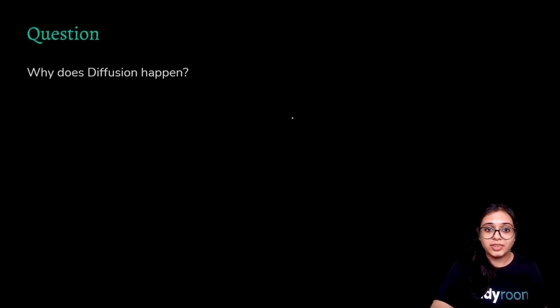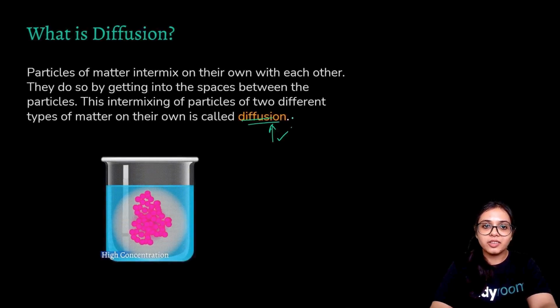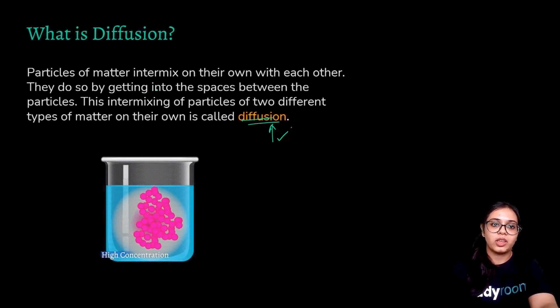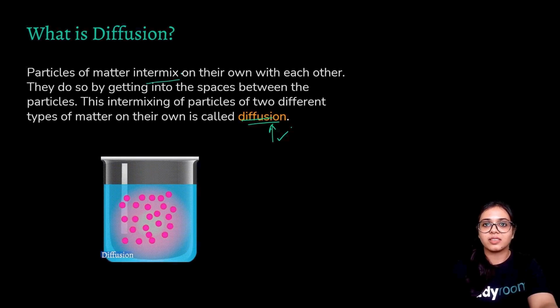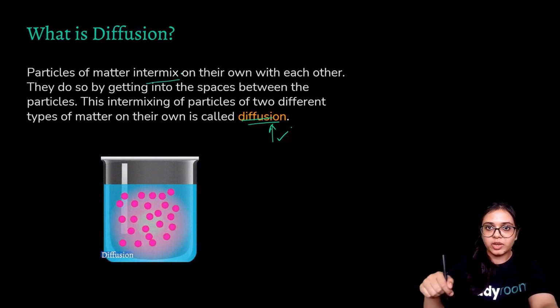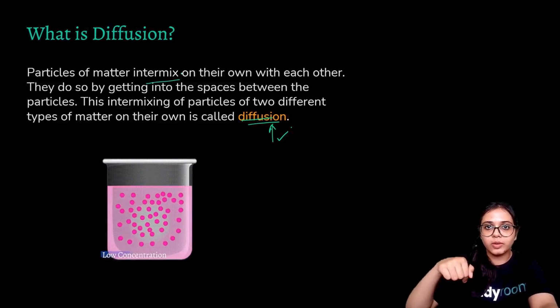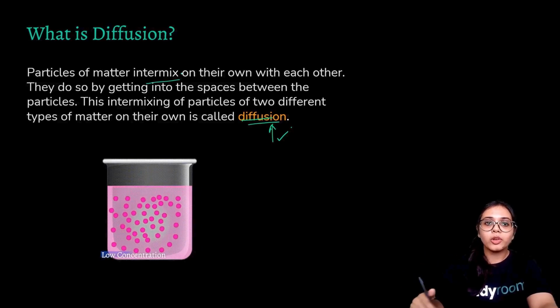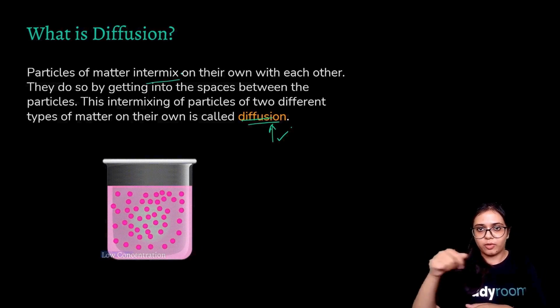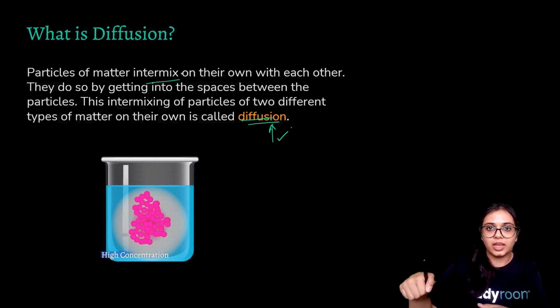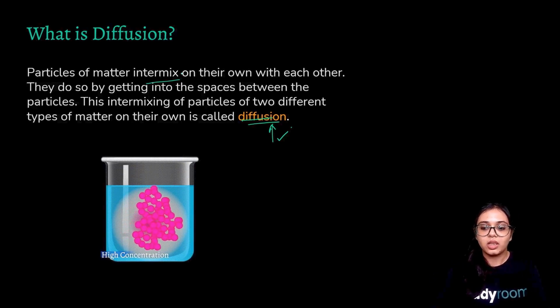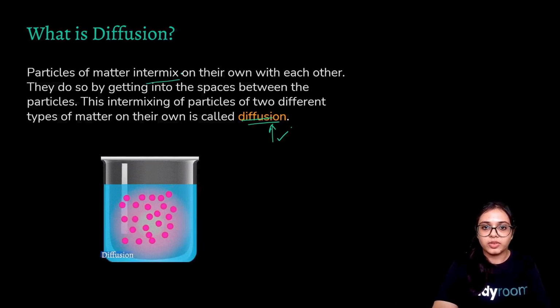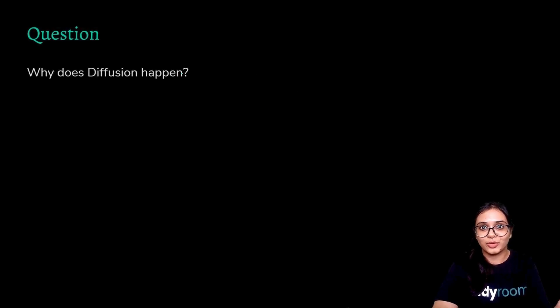Question: why does diffusion happen? I think I have already answered this before, but to make it very clear, diffusion happens because particles of matter intermix on their own. Even when given an external force, as in the sugar and water experiment where you stirred the sugar into the beaker of water, or even if you don't give it an external force, like in the water and ink experiment, the particles of matter do intermix on their own, and that is how diffusion happens.